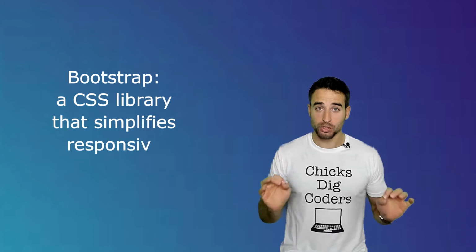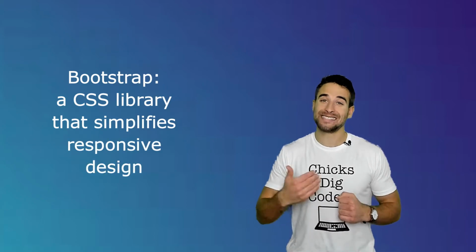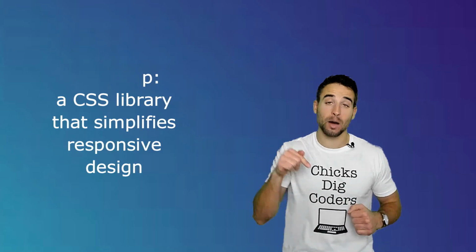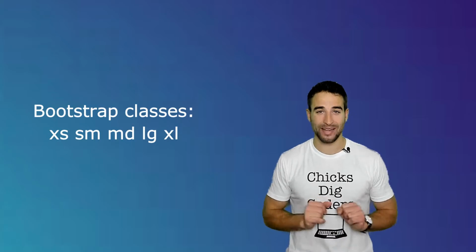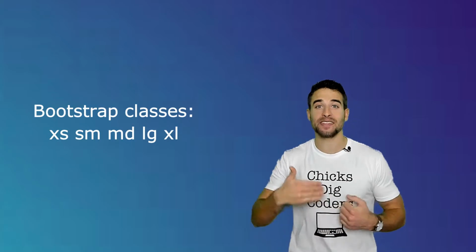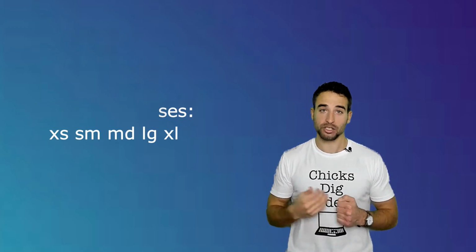One way is through Bootstrap. I've mentioned this in previous videos. Bootstrap is a CSS library that simplifies responsive design. Click the link down below if you're interested. What Bootstrap does for responsive design is it gives you breakpoints. And these 5 breakpoints set the difference between 5 different types of screen sizes: extra small, small, medium, large, and extra large.